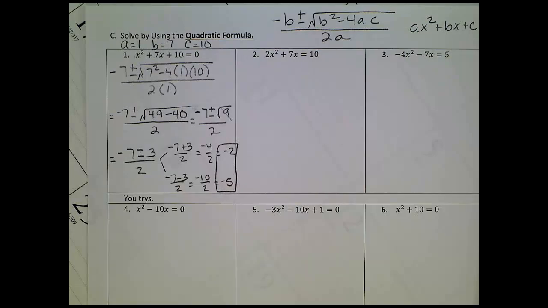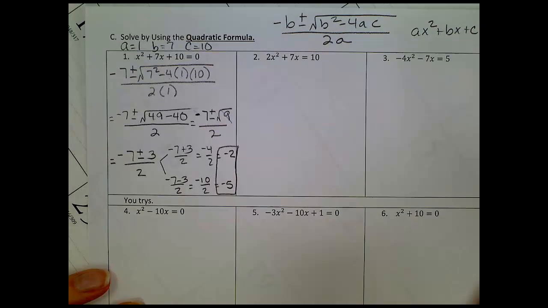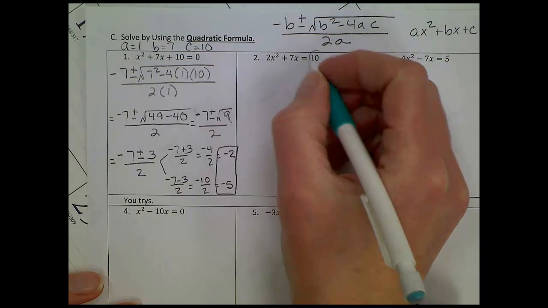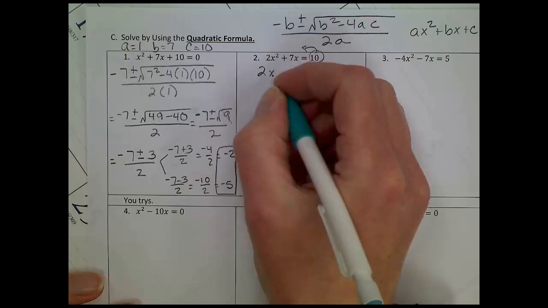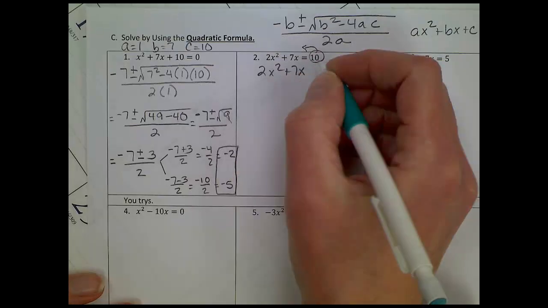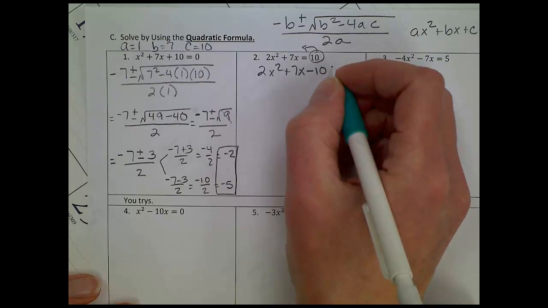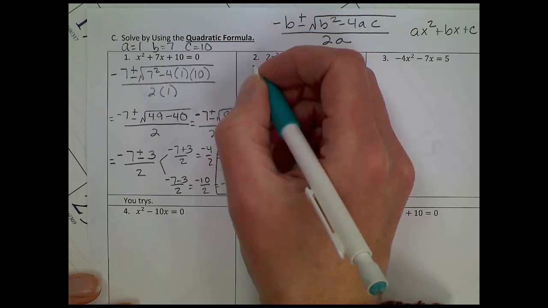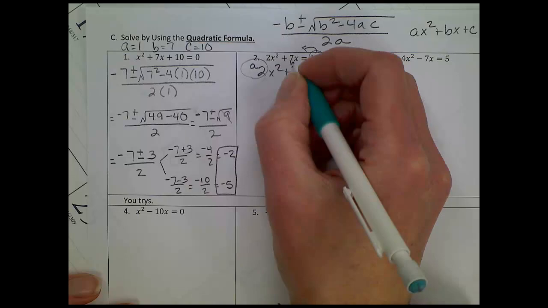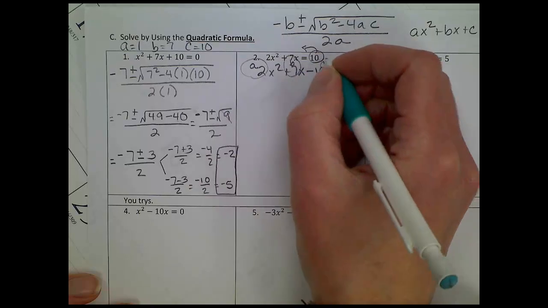This one's a little different, not in standard form, so the first step we have to do is take the 10 and move it over. So we have 2x squared plus 7x. Since it's a positive 10, we're subtracting it from both sides. So we'll have minus 10 equals 0. We have A is 2, B is 7, C, careful, is negative 10.